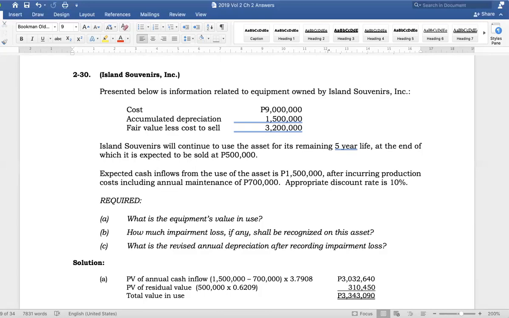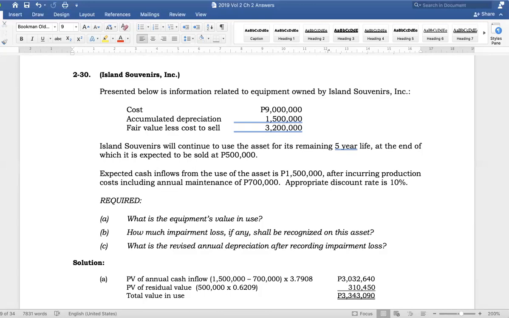Expected cash inflows from the use of the asset is 1,500,000 after incurring production costs, including annual maintenance of 700,000. So that's your total production cost plus annual maintenance, 700. The appropriate discount rate is 10%. So first question, what is the equipment's value in use?